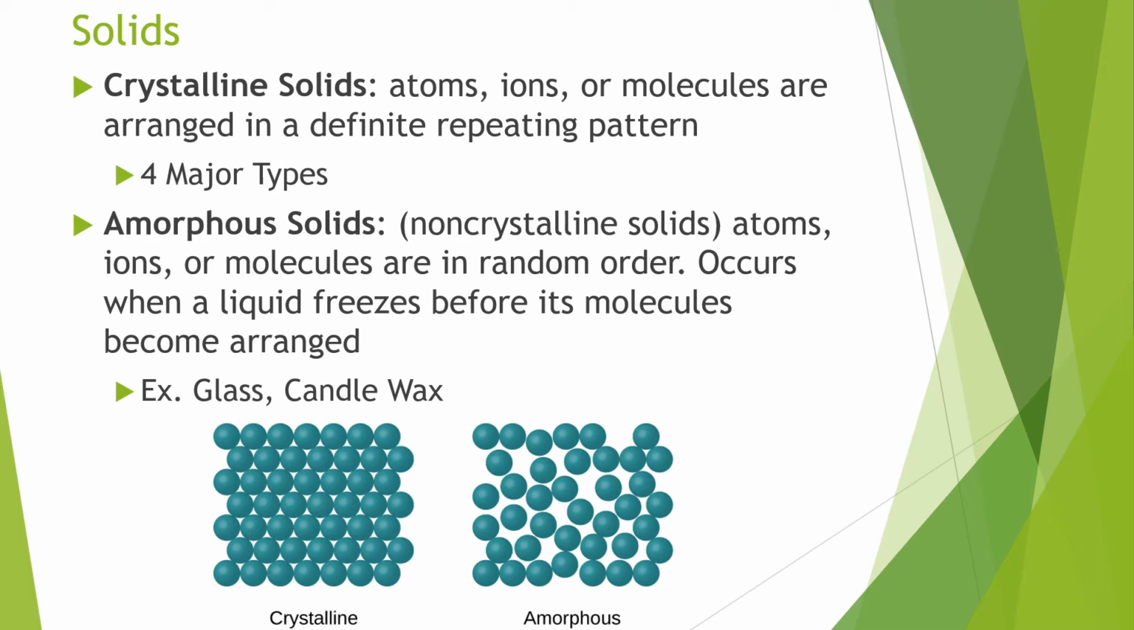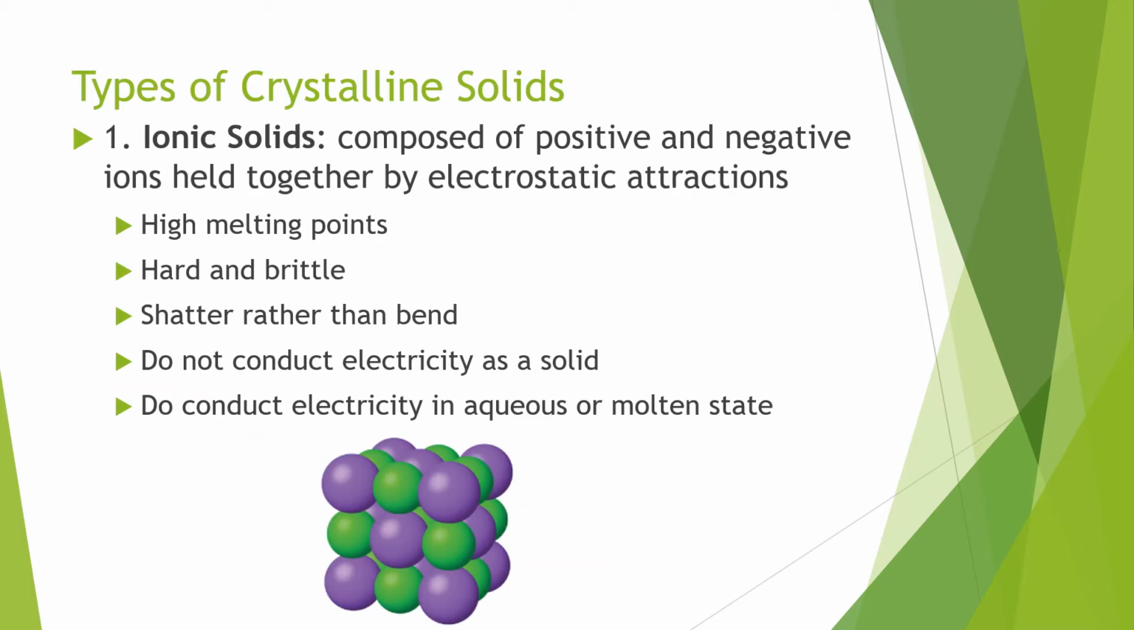So now we're going to go through our four crystalline solids. The first are ionic solids. We should be very familiar with these. Those are just our ionic compounds. So we've got positive and negative ions being held together by their electrostatic attractions, so that they're opposite charges. Super high melting points, hard and brittle. They don't bend, they shatter. Can't conduct electricity as a solid, but they do if they are aqueous or in their molten state.